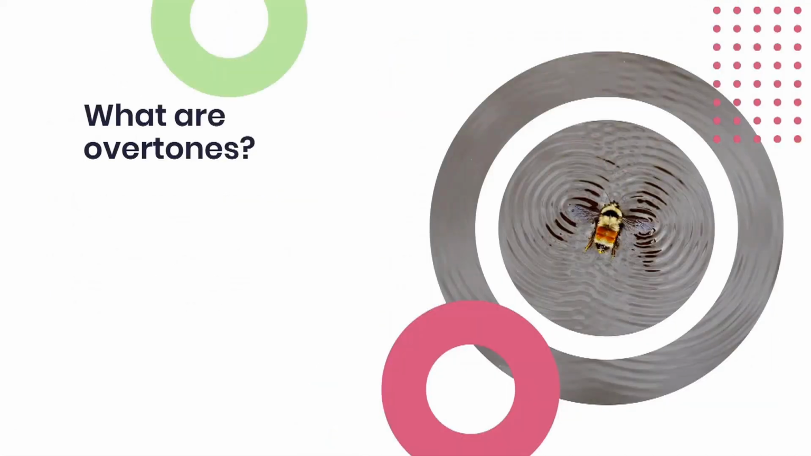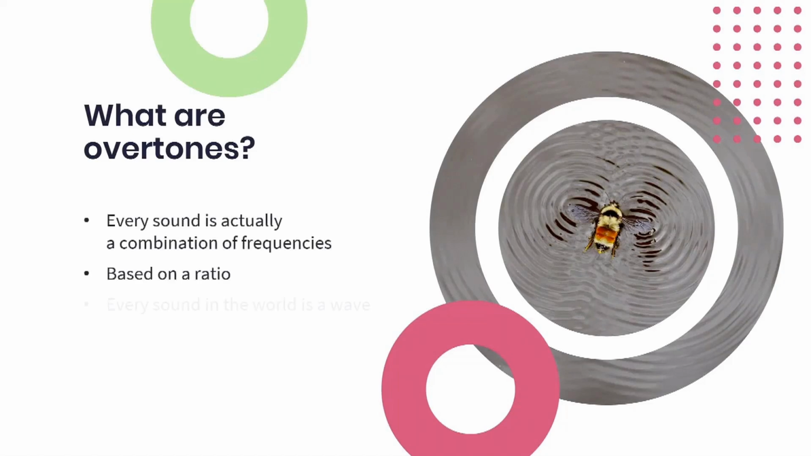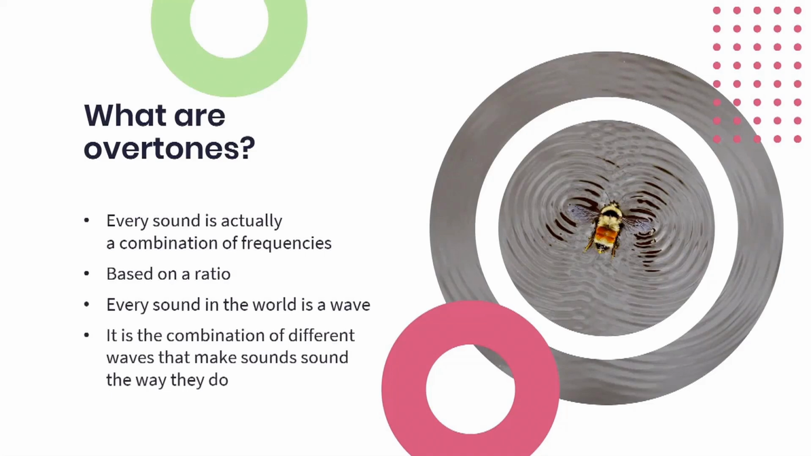Okay, so then what are harmonics or overtones? Every sound in the world is made of a combination of frequencies. So, when a guitar and a piano play the same note, A for example, the pitch sounds the same, but the timbre of the instruments sounds very different. This is because every tone is made of layers of different frequencies. The frequencies are all based on a ratio. So, no matter what sound you make, these frequencies will always be present. The combination of these waves creates what we hear as timbre.